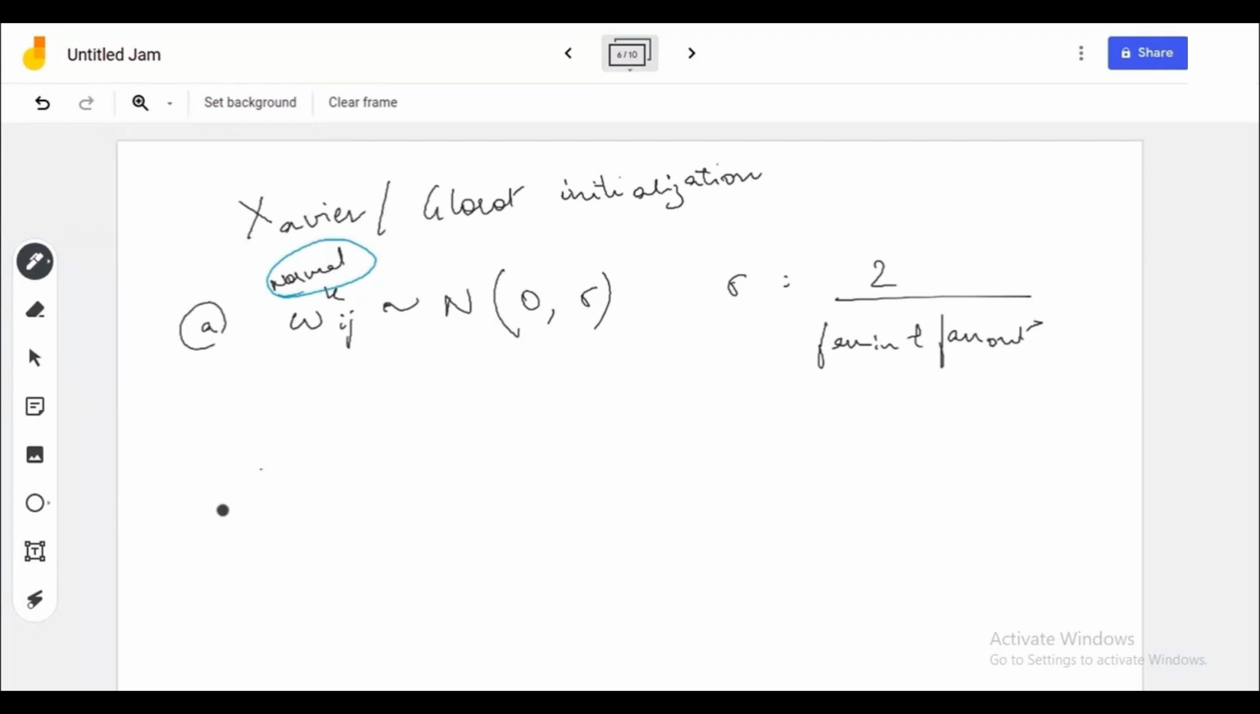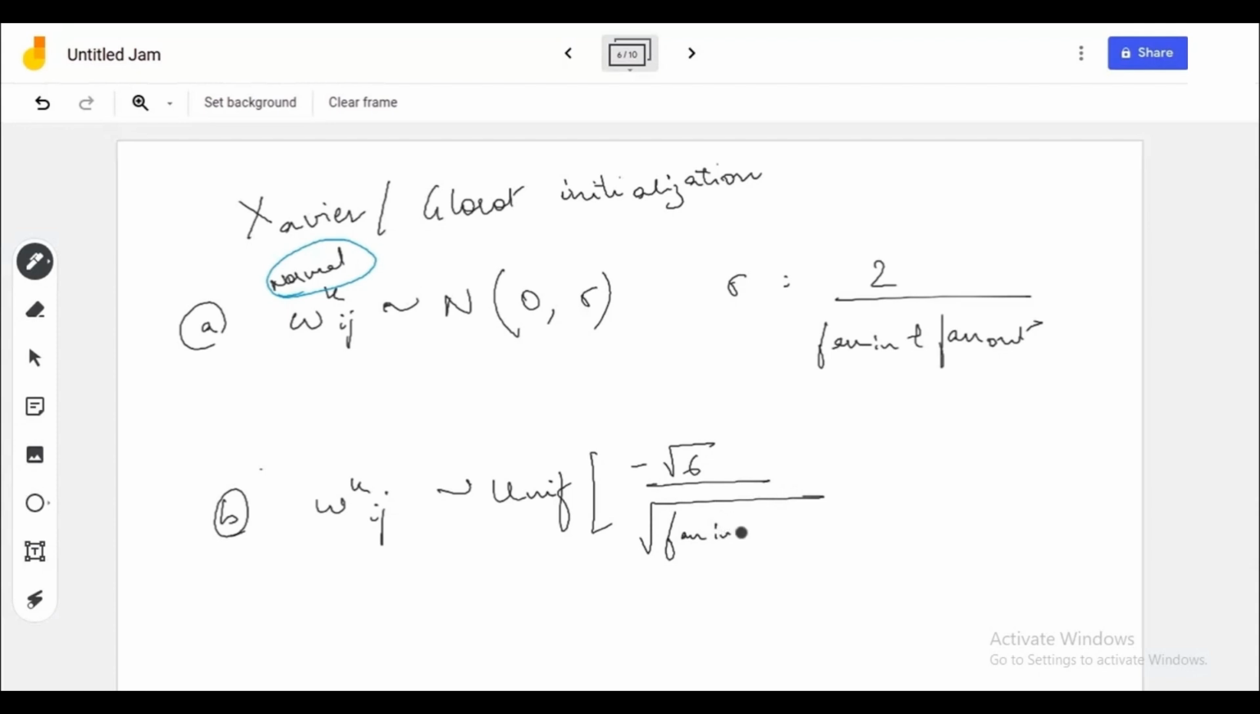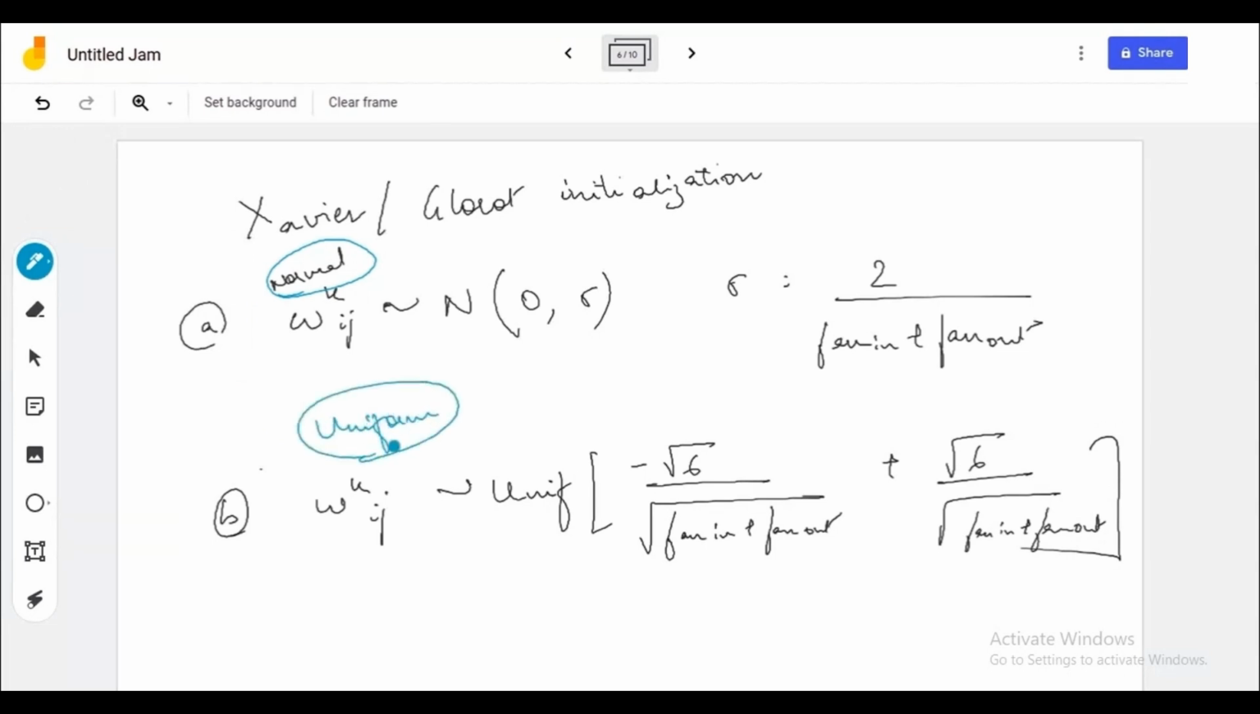Okay. The next one is where the weights are randomly initialized from a uniform distribution which lies between minus under root of 6 by under root of fan in plus fan out, and plus under root of 6 by under root of fan in plus fan out. Now this is for a uniform distribution. So you have Xavier and Glorot initialization.